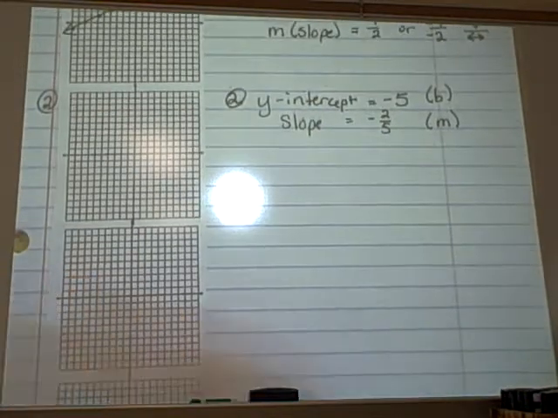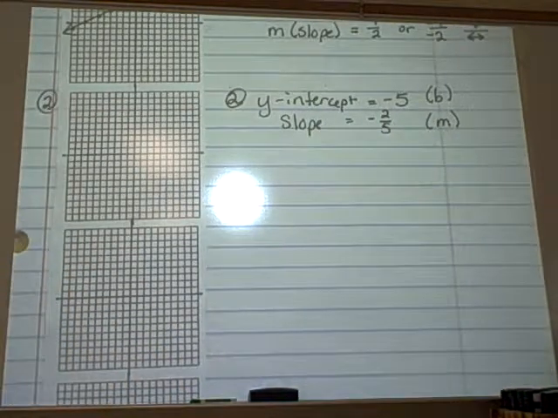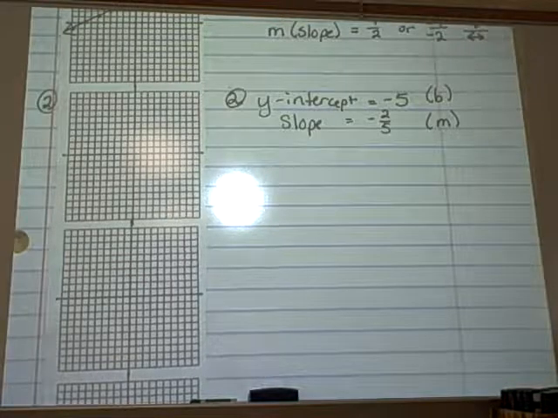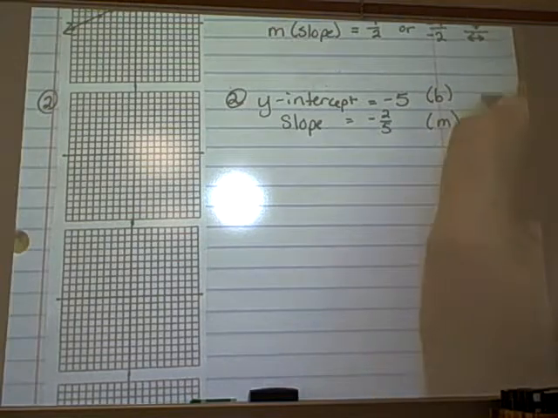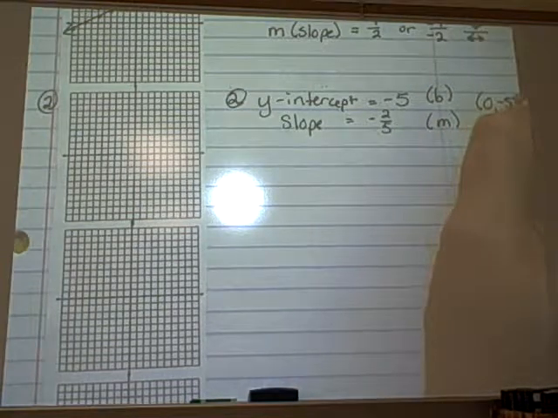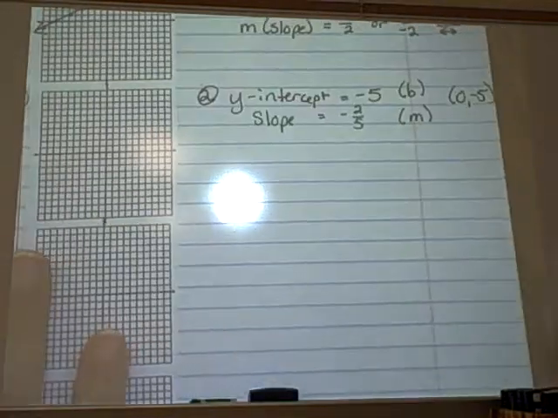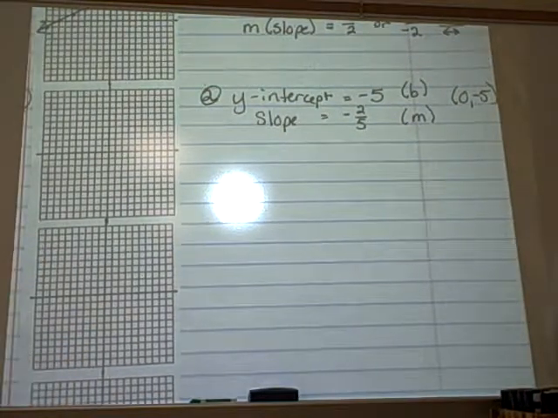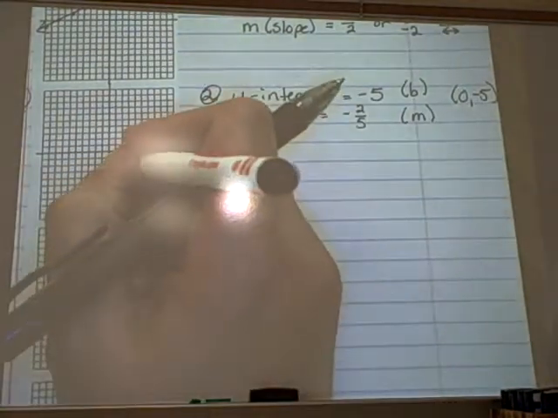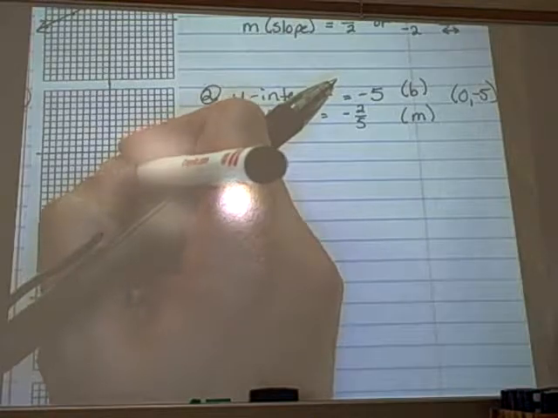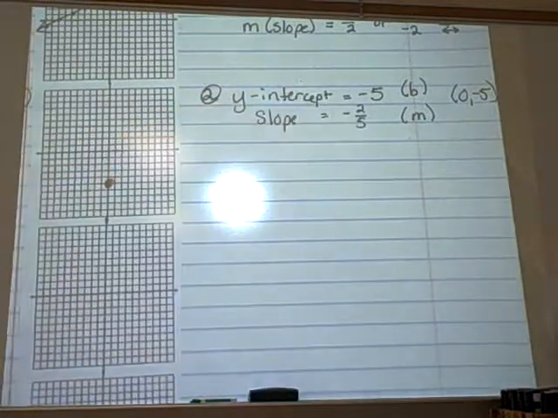So which one of those can I put on the graph to start with? The y-intercept, it's a point. That is the same point as 0, -5. So I can put that point there. Crosses the y at -5. So it crosses right there.